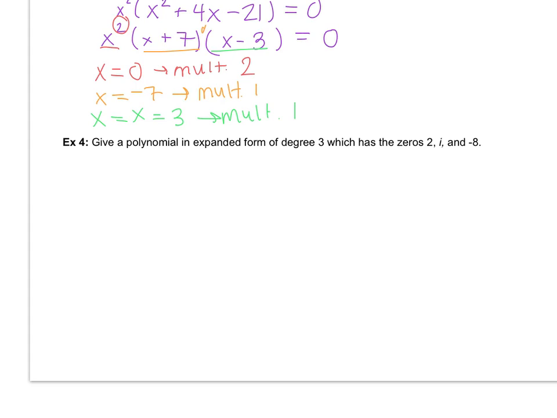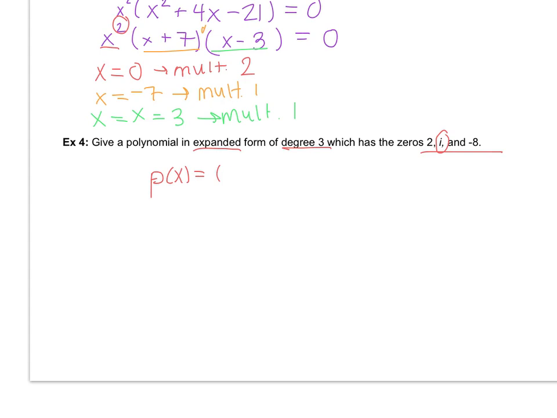Again, this should all be pretty much review, looking back at how to find zeros of polynomials and their multiplicity. Now we're going to be looking at this: if I tell you the zeros of a polynomial, can you give a possible polynomial that could have given us those zeros? So in example 4, give a polynomial in expanded form, meaning not factored, of degree 3, so the highest degree is 3, that has zeros 2, i, and negative 8. So the interesting thing here is that we're going to be introducing complex zeros.